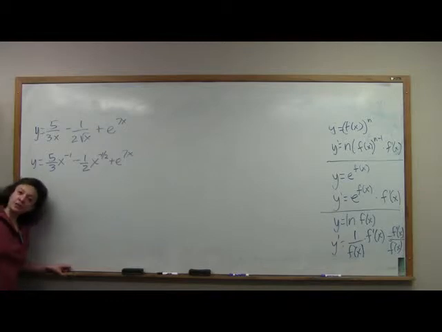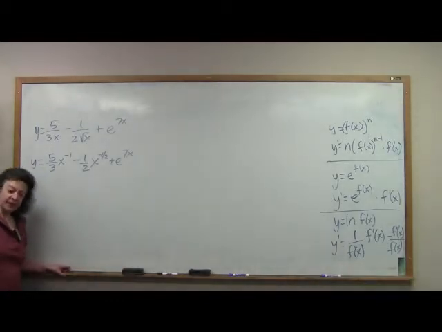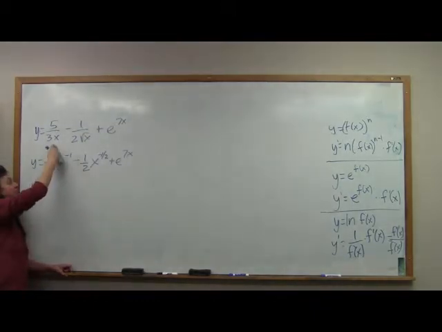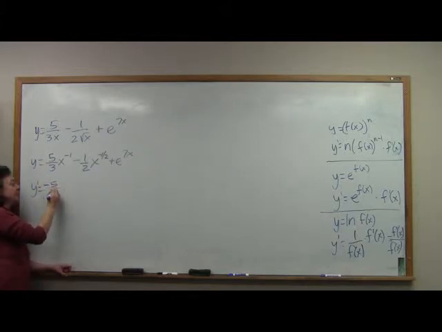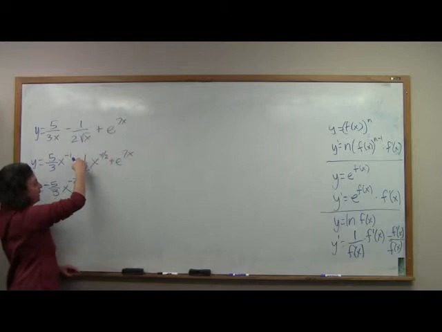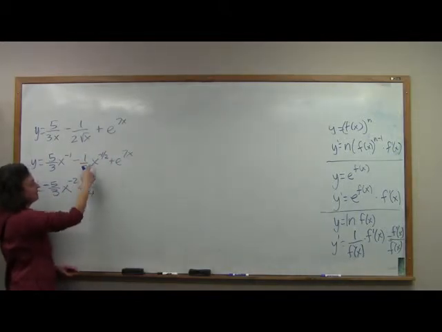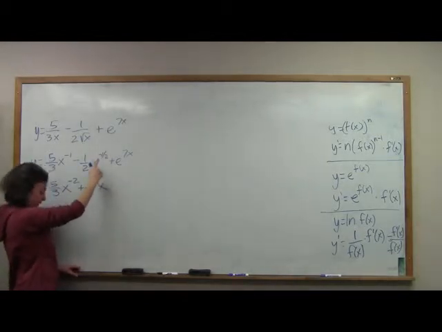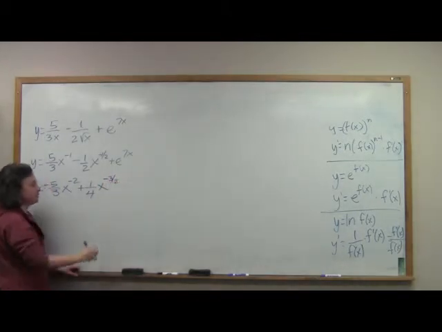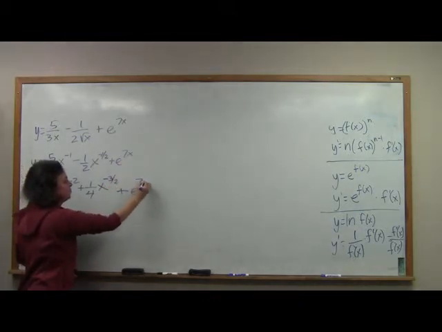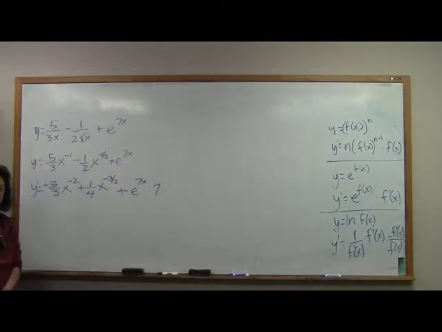Now, I see that there's actually only one place here where I need to use my chain rule. That's fine. Let's take our derivative here. What do you do? You bring your exponent down in front. That gives me a negative 5/3. And then when you subtract 1 from your exponent, you get x to the negative second. Second term, bring your exponent down in front. Negative 1/2 times negative 1/2 is a positive 1/4. And when you subtract 1 from your exponent here, you're going to get a negative 3/2. And here we use our chain rule. What's the derivative of e raised to the power? It's e raised to the power times the derivative of the power.